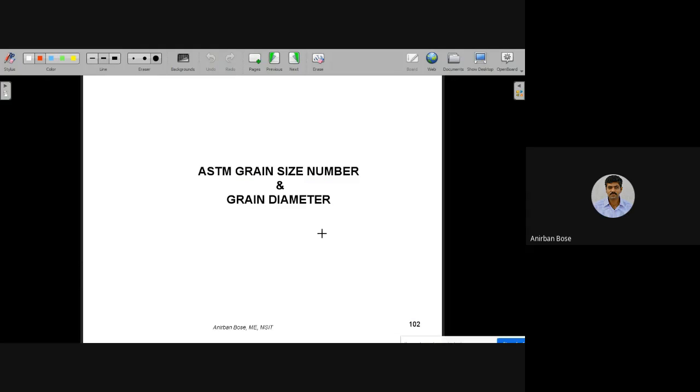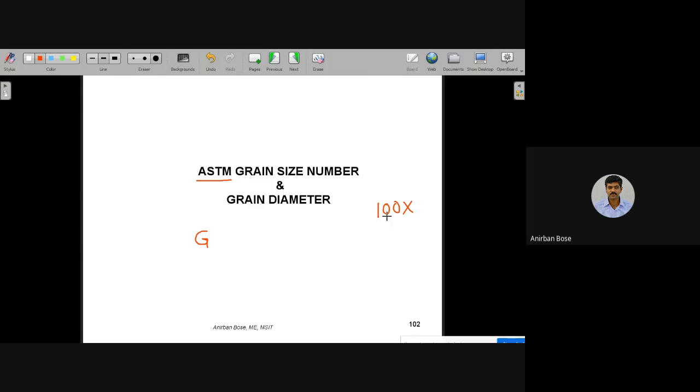Now we'll see the ASTM grain size number and the grain diameter. ASTM stands for American Society for Testing and Materials. According to them, the grain size is designated by a number, and that is called the ASTM grain size number. If we call this ASTM grain size number G, then we can find this G in a way that suppose under a microscope, we are using a microscope that magnifies 100 times.